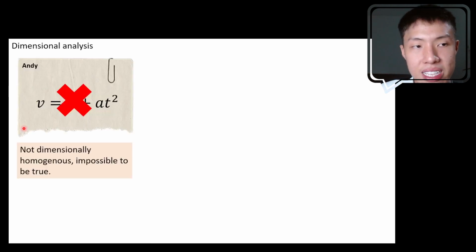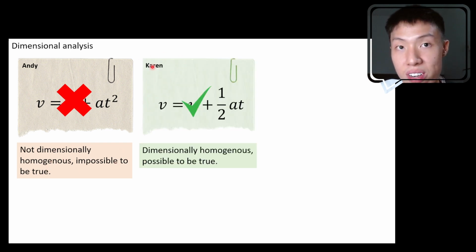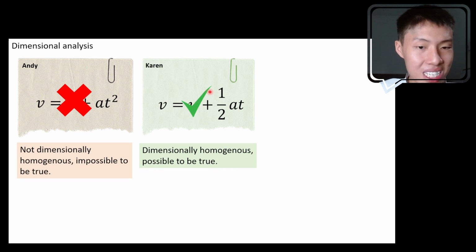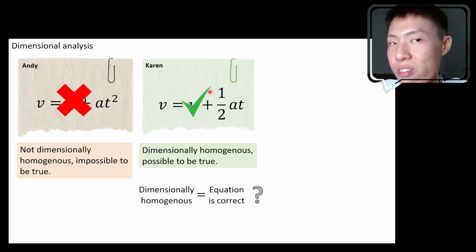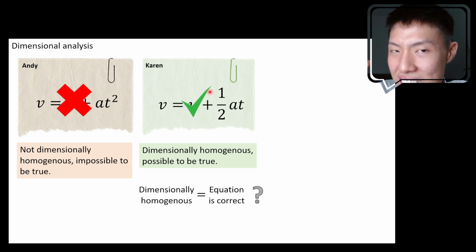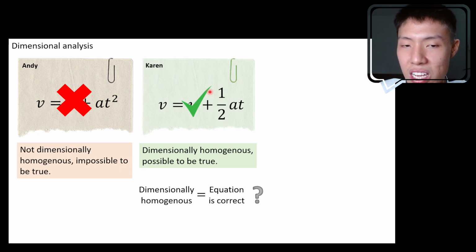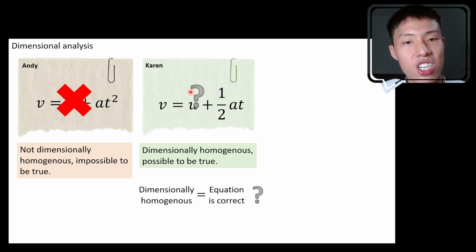So we have analyzed Andy's equation and it's not dimensionally homogeneous, impossible to be true. You have analyzed Karen's equation. Karen's equation is dimensionally homogeneous and it's possible to be true. I put a tick here because it's dimensionally homogeneous. But I have something I would like to ask. Is dimensionally homogeneous equivalent to a correct equation? If an equation is dimensionally homogeneous, does it mean it's correct? This is the thing I wish to investigate. In this case, I shouldn't put a tick sign. I should change it to a question mark, whether it's correct or not.